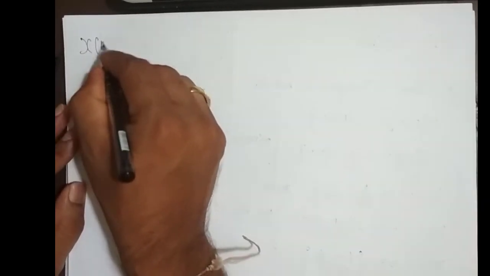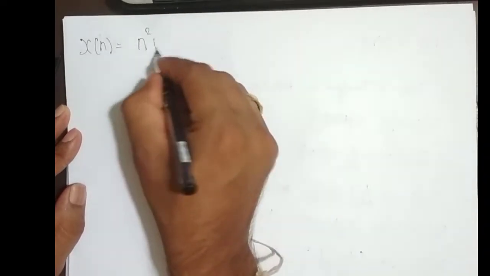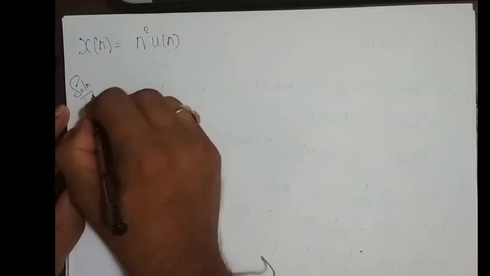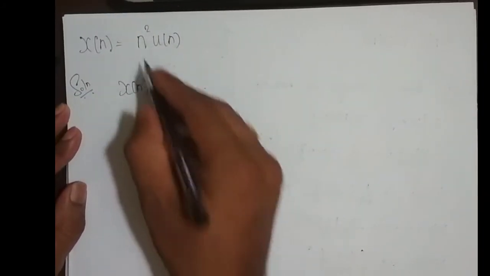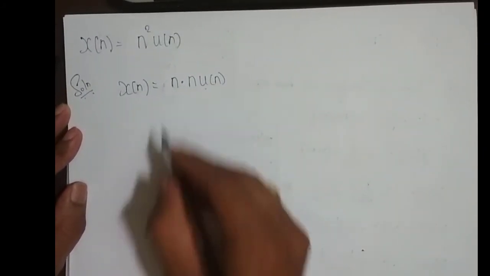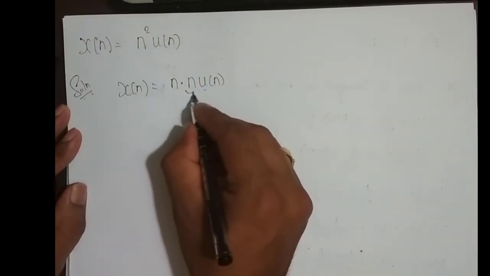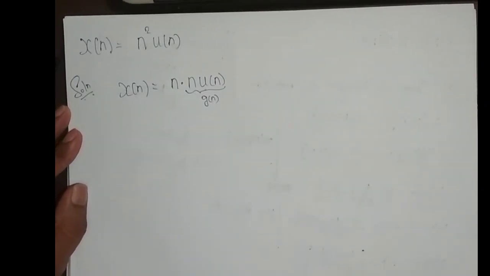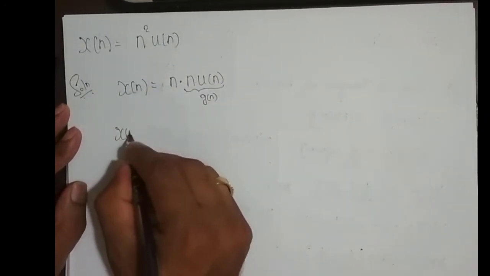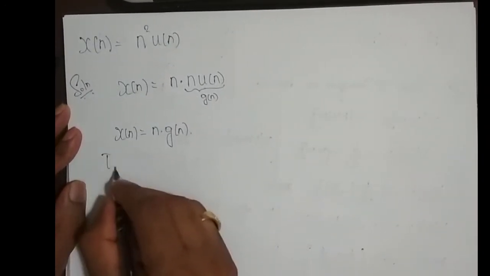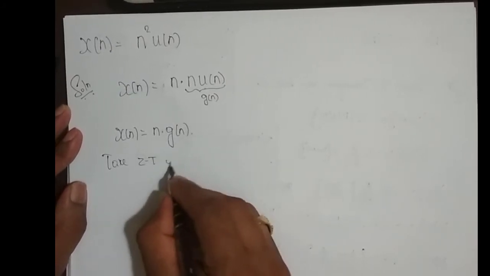Okay, so we'll take up one more. The sequence is x of n is equal to n square into u of n, fine. So solution. I can write n square u of n as n times n into u of n, right? So I end up with n square into u of n. So I'll call this term n into u of n an intermediate signal called g of n. Okay, so what happens to x of n now? x of n is equal to n into g of n, right? Now I'll take Z transform on both sides.